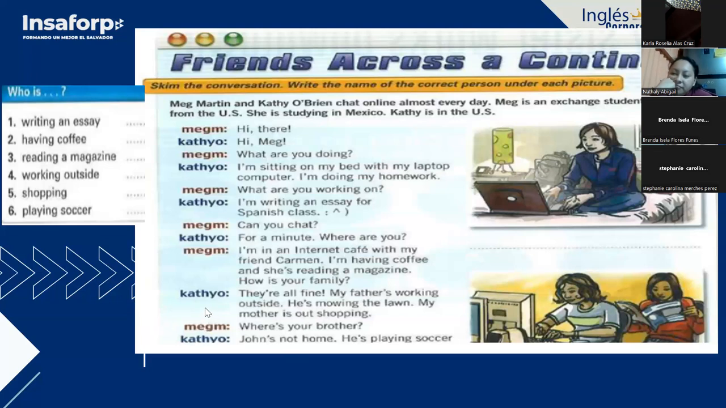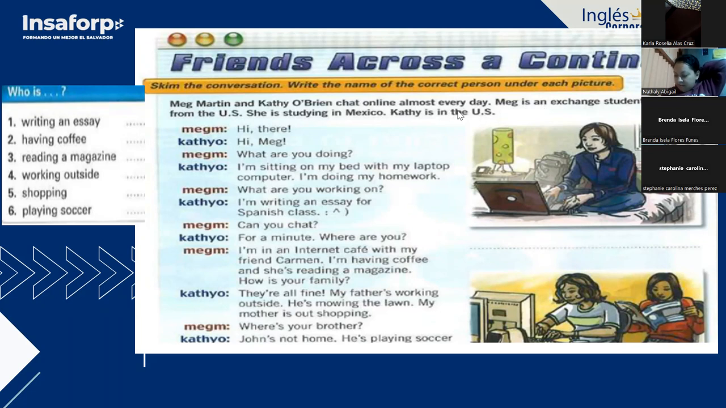Ok, good. No more vocabulary, new vocabulary. ¿No tienen más? Do you know what is exchange? Reading, o sea, ¿cómo era? Almost, huh? Es casi. Okay. Exchange es intercambio.